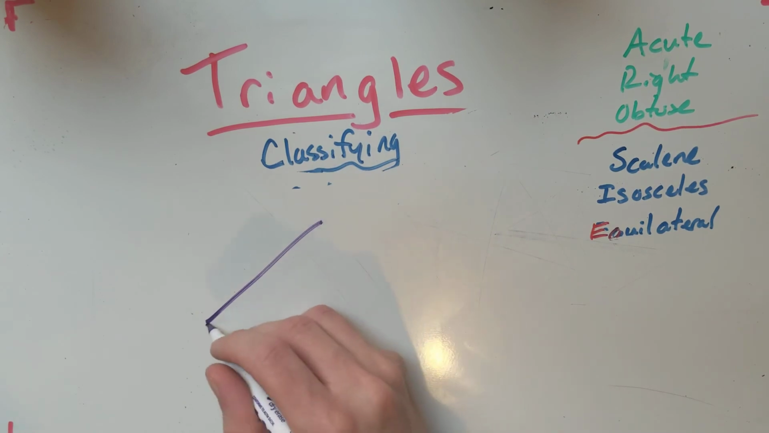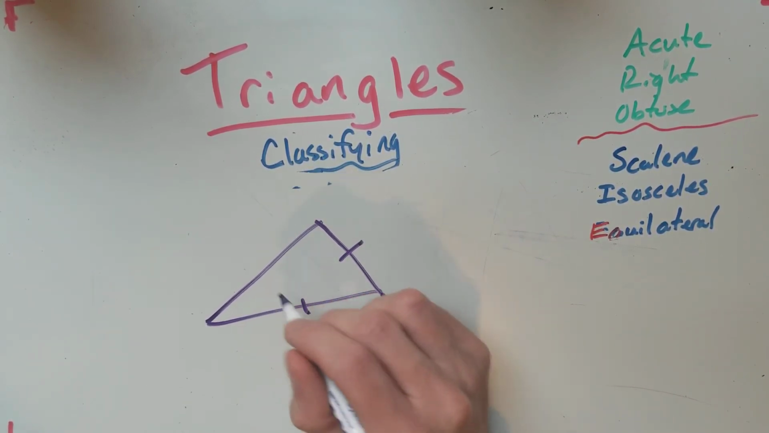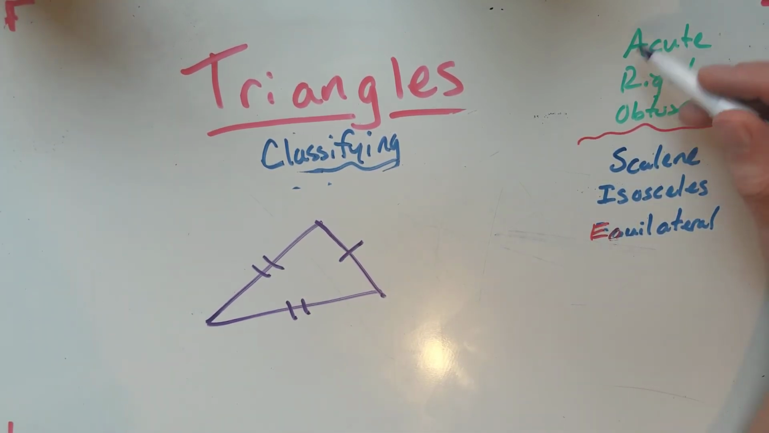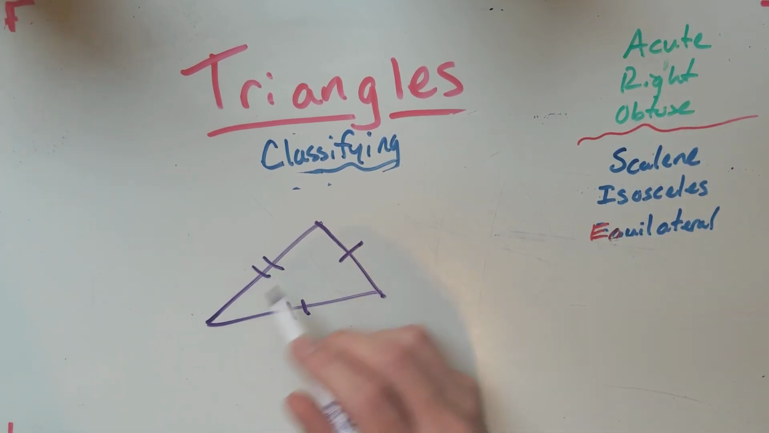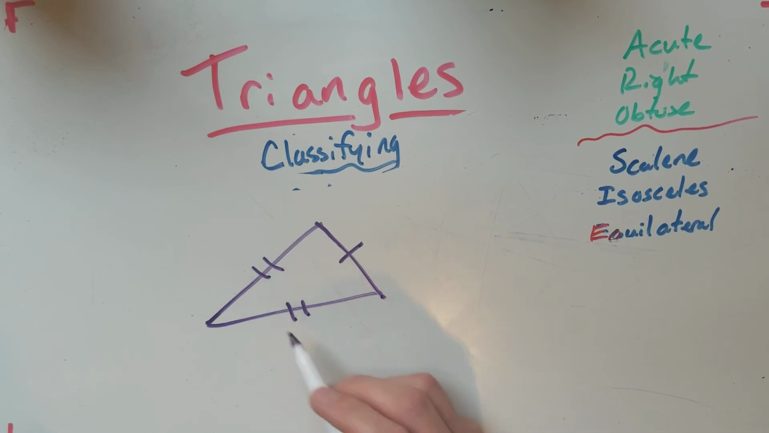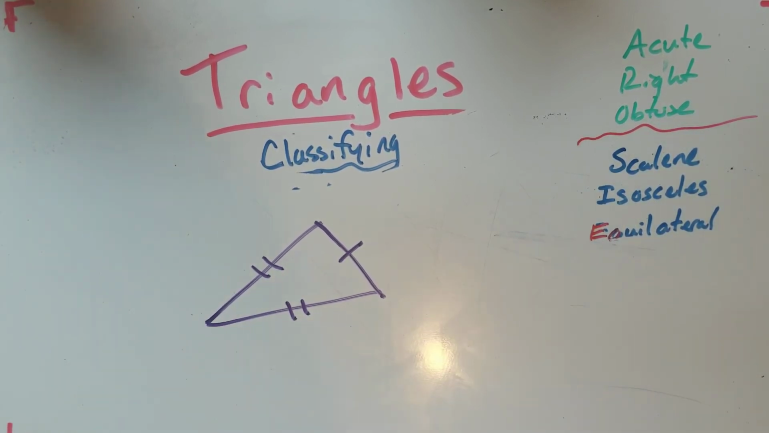For example, let's say we have this triangle. We can go ahead and try to classify. We can't classify by the angle here because we don't have any measurements inside, but we can classify by the sides. And this one, you have two sides that are congruent. You would call this one isosceles.